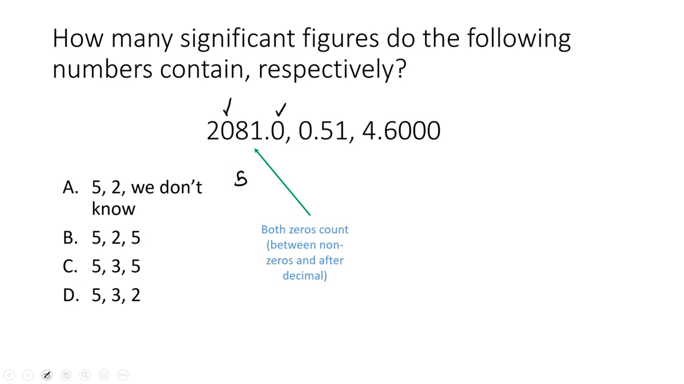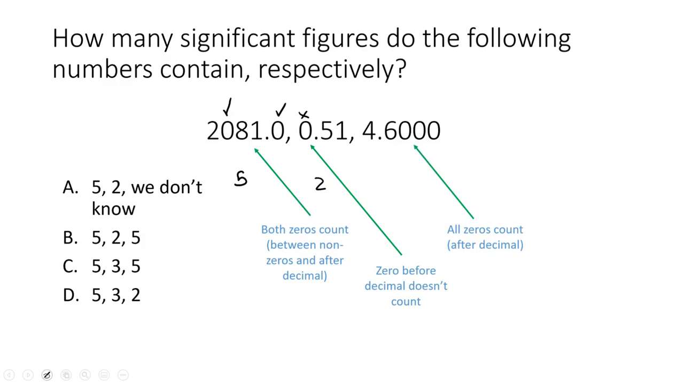All right, next number. The first 0 is not significant because it's before my decimal. Everything else is non-zero, so I would have 2. Okay, last one here. I have a whole bunch of zeros. They're all after my decimal and after a significant figure, and so I would say that yes, those all count. They are all sig figs, so I have 1, 5. So 5 again. Okay, so I would say 5, 2, 5, which would give me answer B.